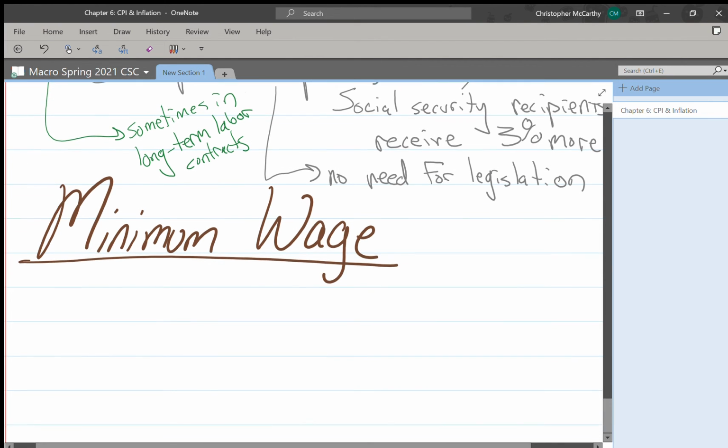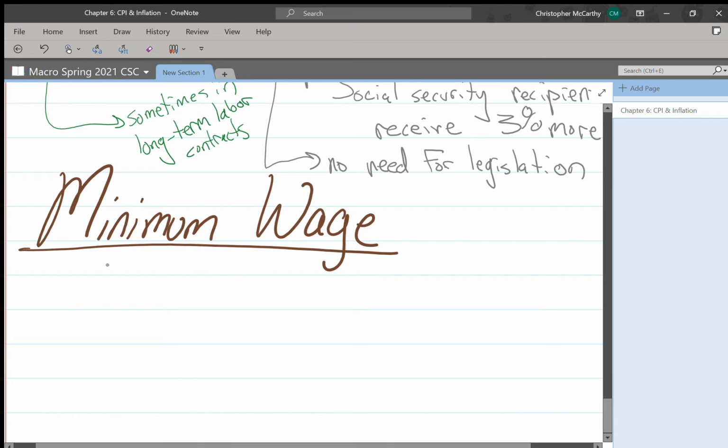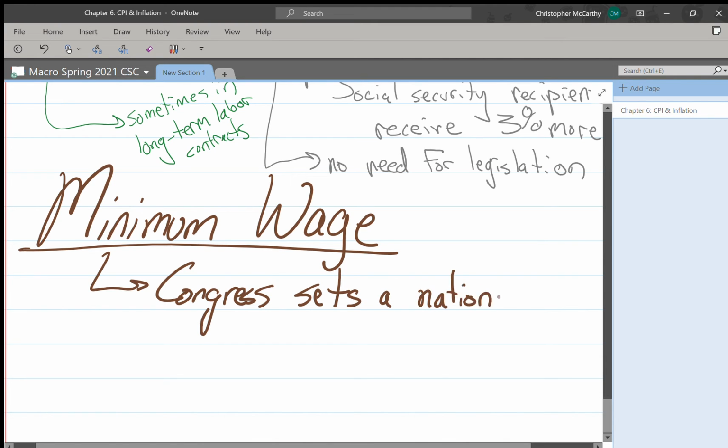So there's individual state minimum wages, right? But we're really just going to talk about the national minimum wage here, right? Congress sets a national minimum wage. And when they set this, it's in nominal terms.